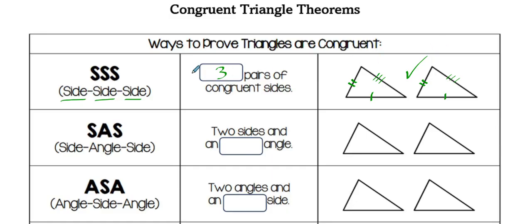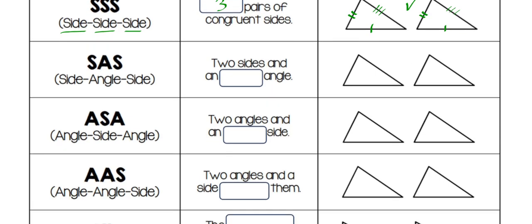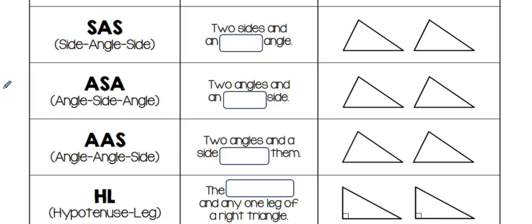Our second one is side angle side, abbreviated as SAS. The order here is important. It's saying a side, another side, and the angle that's in between those 2 sides. The way that we say that in math is an included angle. So 2 sides and an included angle. Doesn't matter which 2 sides. Let's pick this one and this one. So I have my 2 sides that are congruent to these 2 sides.